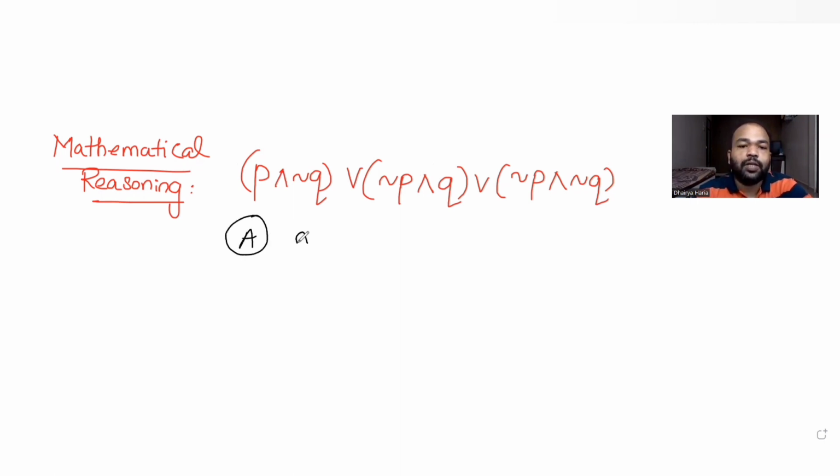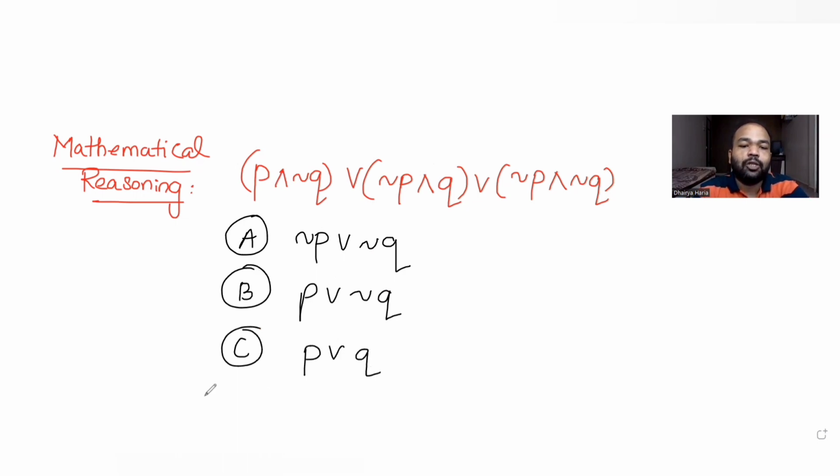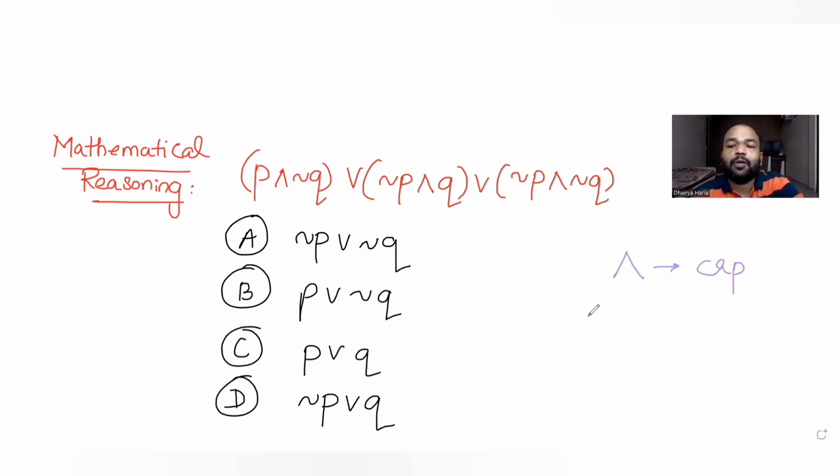First option given to us is ¬P ∨ ¬Q. Second option is P ∨ ¬Q. Third option is P ∨ Q. And the last option is ¬P ∨ Q. So we need to figure out which one of the four options is the correct answer for the given statement. Refer to this idea: we will read this as cap, and this as cup. So let's talk about this idea.